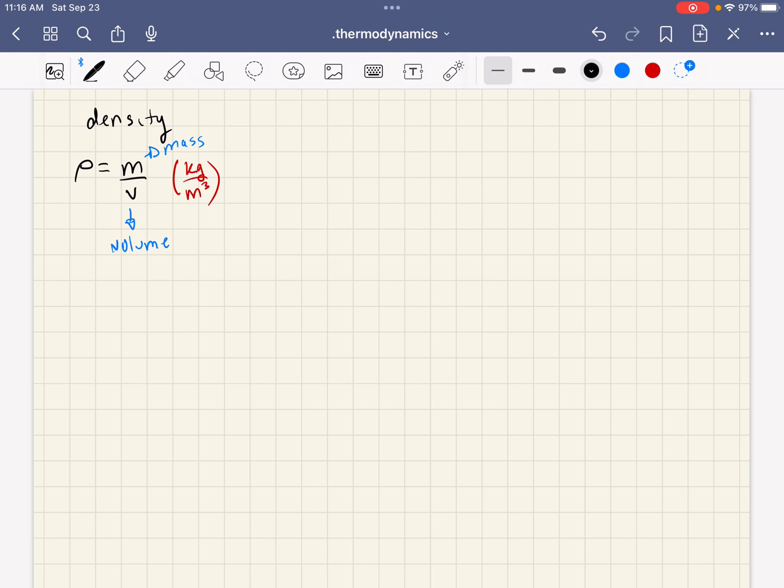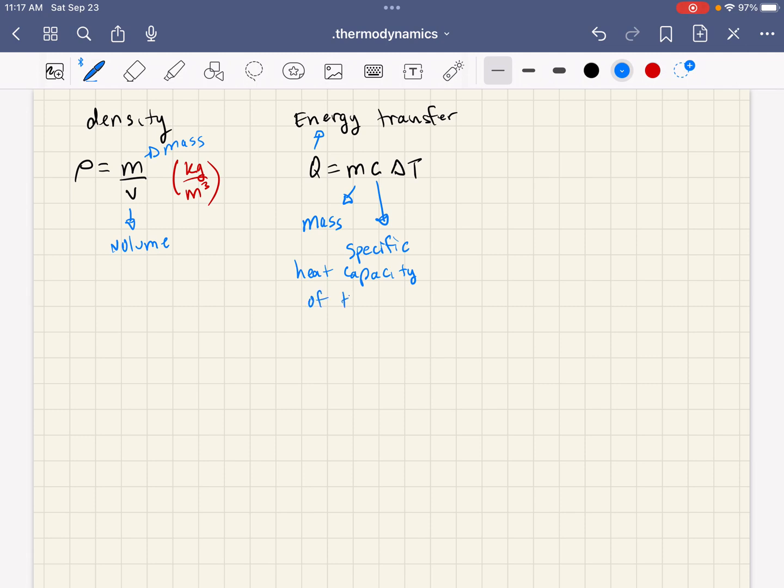Now, we also had other equations for the energy transfer. The very first one being Q equals the mass times the specific heat capacity, which we use c for, times delta T. Capital T, I should point out, in this case is the difference in temperature. Again, Q is just the energy transfer. M, just like density, is still the mass. Lowercase c is the specific heat capacity of the material.